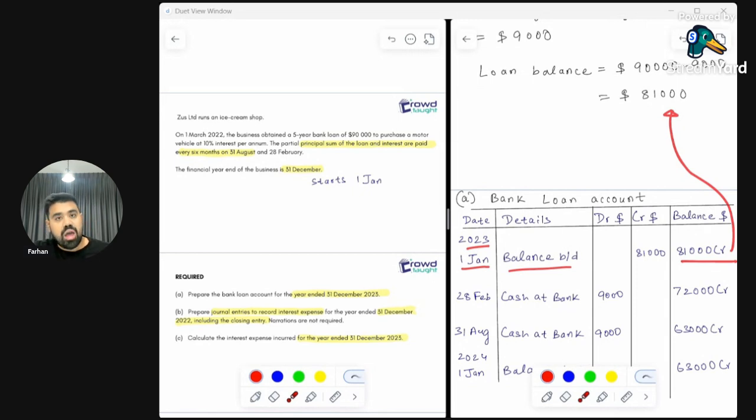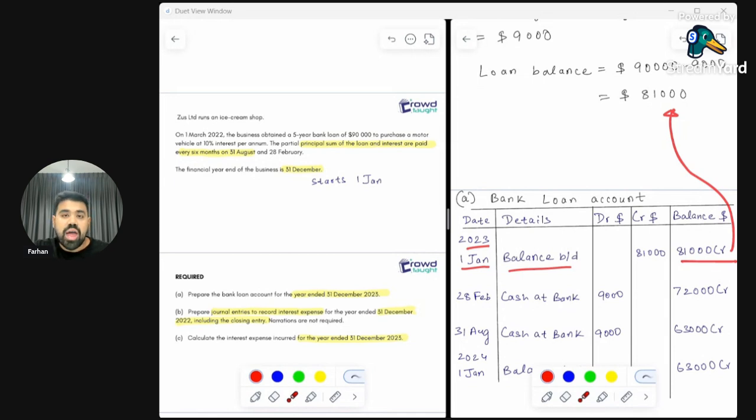Now, bank loan account by default is a liability account. In this case, it's a non-current liability account because we're repaying the loan over multiple periods, which is over 5 years or 10 semi-annual periods. Therefore, this falls within the category of a non-current liability.